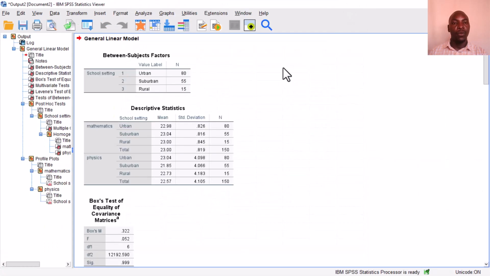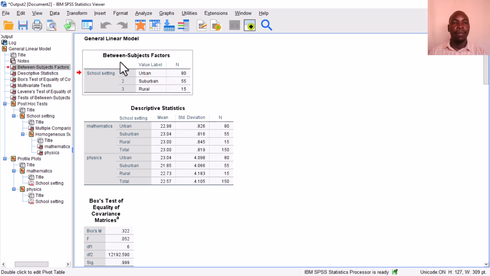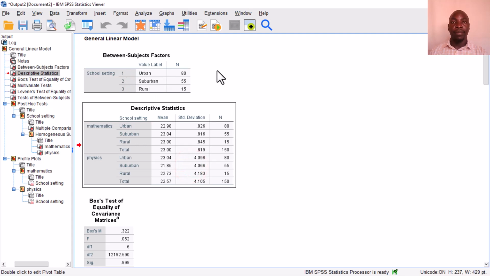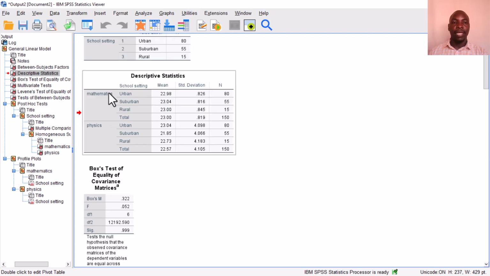Here are our outputs. First of all, we can see the between subject factors. We have school setting, our categorical variable with three levels, that's urban, suburban, and rural, coded in this way. And we are provided with descriptive statistics, where we have mathematics, physics. We have our scores for both mathematics and physics, disaggregated by the school settings. The means are here, standard deviation, and the numbers in each group.